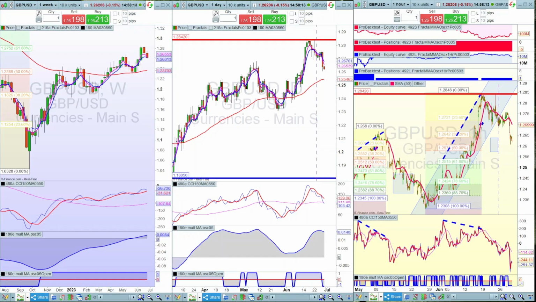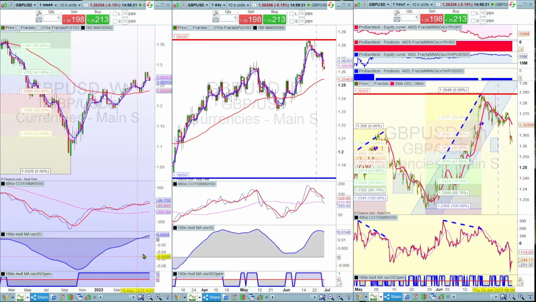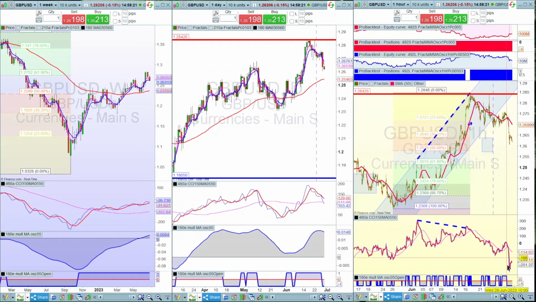Today is June 29, 2023. This is the British Pound US Dollar currency update. On our weekly, we're in a bullish momentum. On our daily, we've broken down into a bearish, and on our hourly, we've broken into a bearish as well. But notice also we've hit our divergence target, and I'll talk about that in a minute.